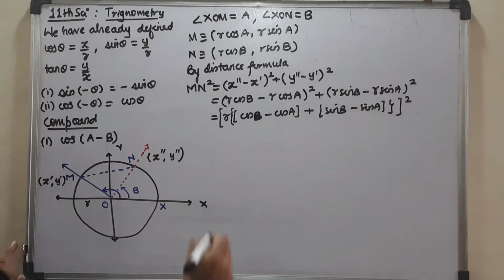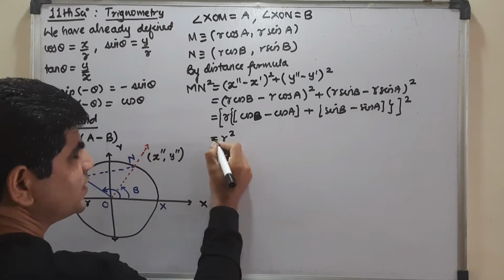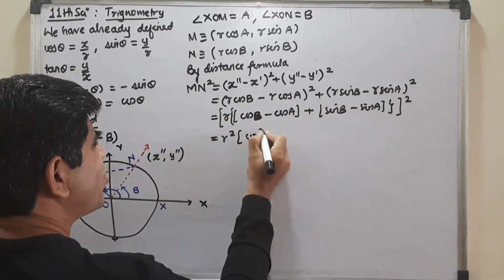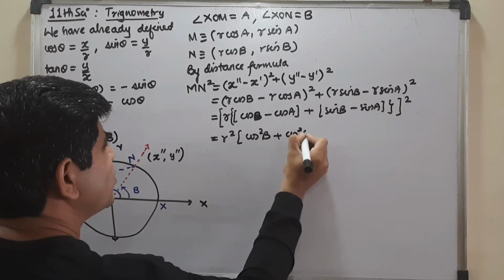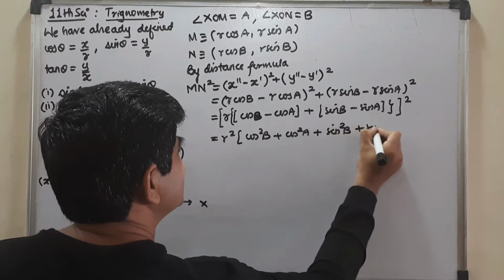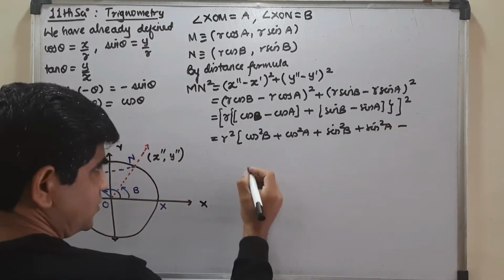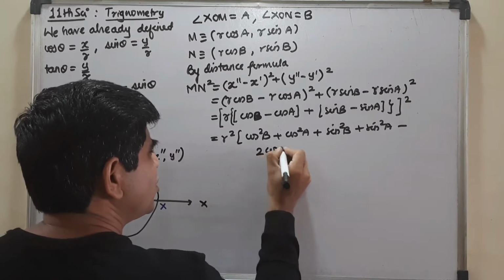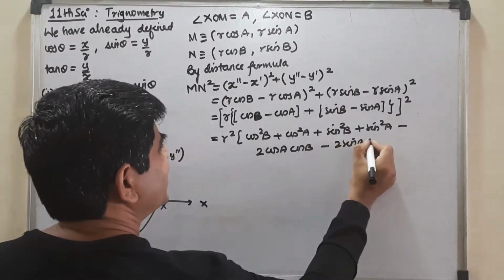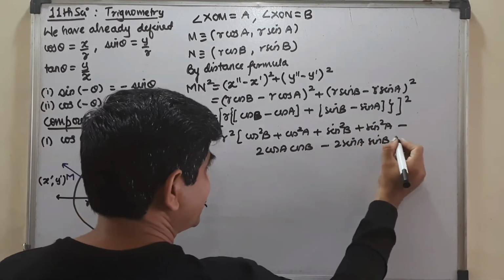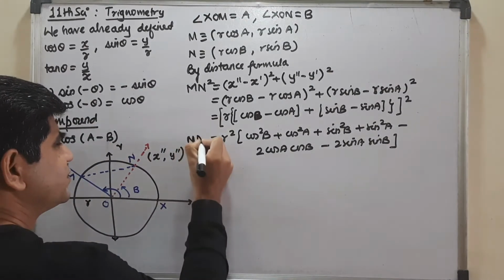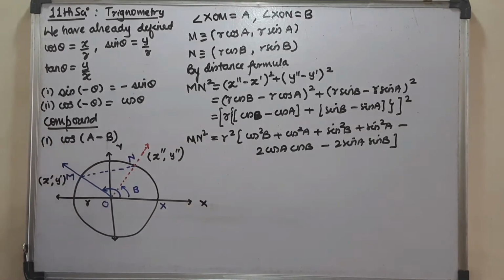So what I get here is R square and the simple a minus b the whole square formula, that is cos square B plus cos square A plus sin square B plus sin square A minus 2 cos A cos B minus 2 sin A sin B. Okay, this is what I got as MN square. Agreed.